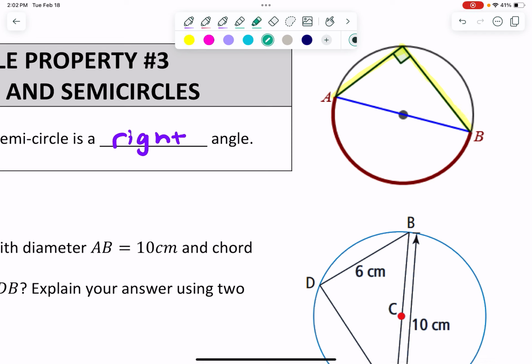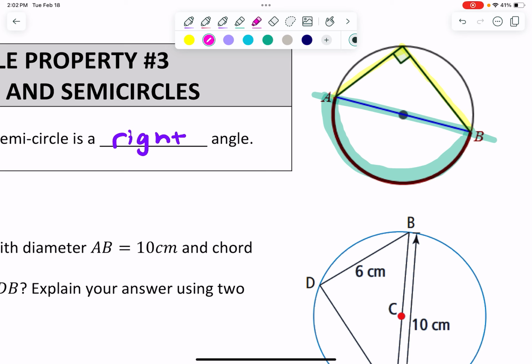And I can see that it's intercepting a semicircle. And I know that because that diameter is the central angle in this case. Okay, so I can see that it forms a 90-degree angle. Now, why is that so neat? Why is that so useful?